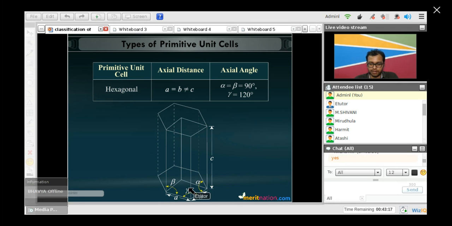So it is a hexagon, and in a hexagon you will have the value of A equal to the value of B, right? And the value of C is not equal to A and B. So the height of the hexagonal unit cell is different from the sides.